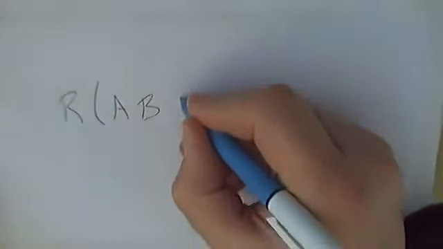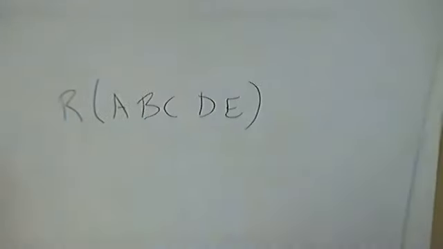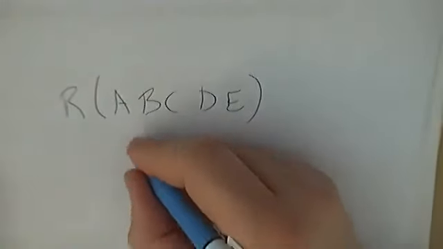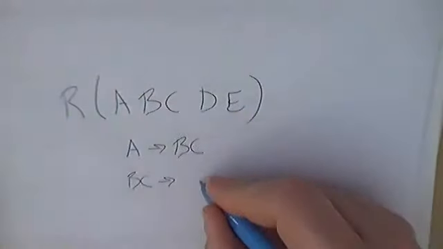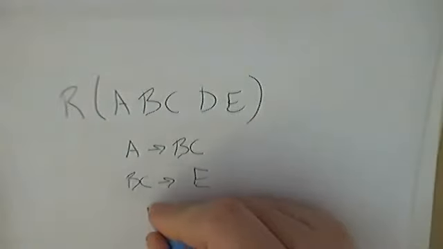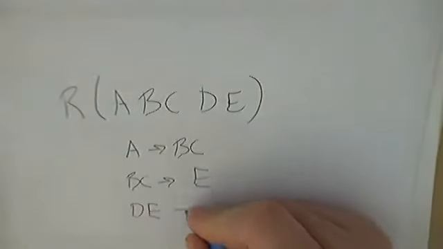I'll do a quick example here just to make sure we're doing well. We have A, B, C, D, E. A goes to B, C, and then B, C goes to E, and then D, E goes to A.